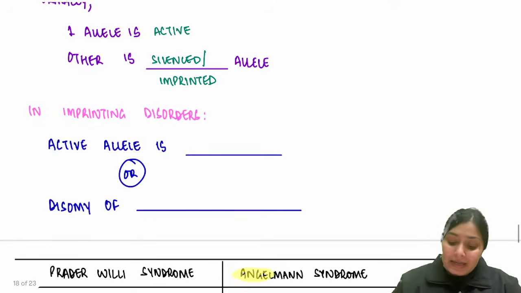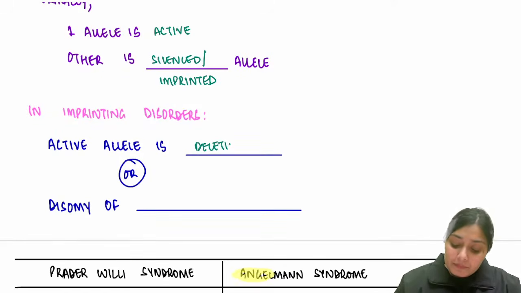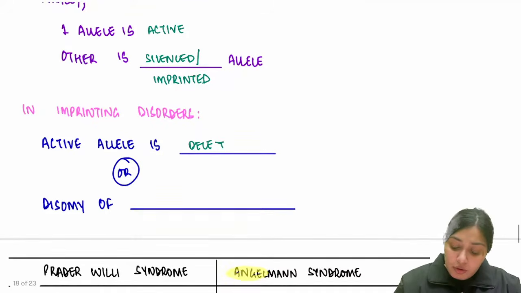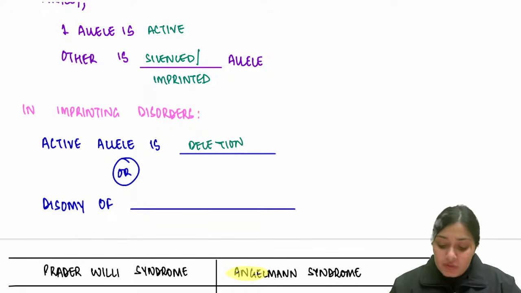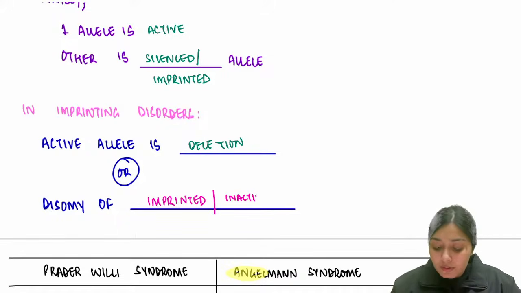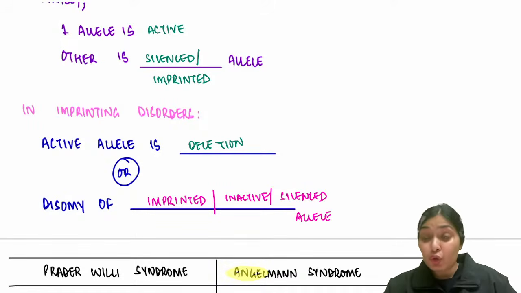So there is deletion of the active allele. Or what happens? The inactive one is doubled. So there is disomy of the imprinted, inactive or silenced allele. This is what happens in imprinting disorder. Normally the one that should have been expressed, the one that should have been active, is deleted, or the one that should have been silenced is disomed.